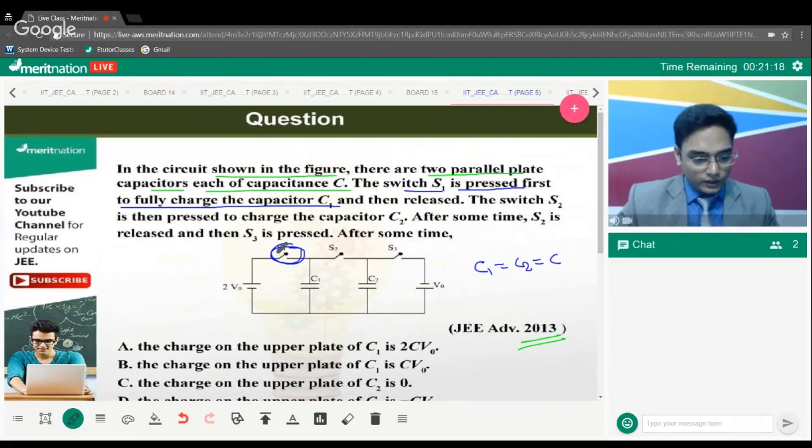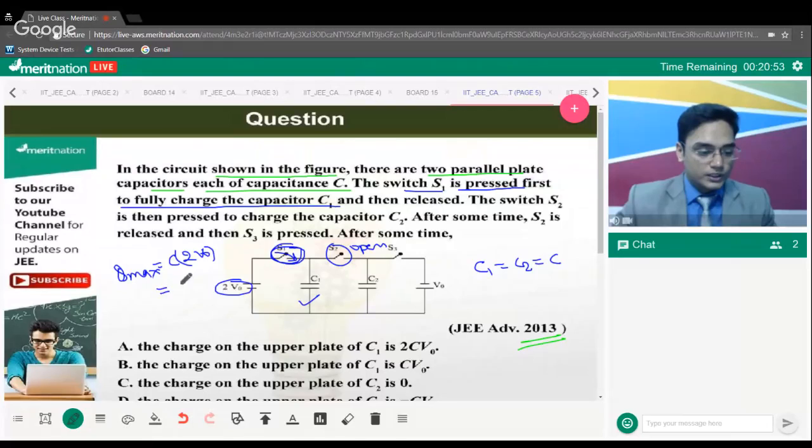So here, if S1 is connected, can I say C1 will start charging? Because this is open now. Initially this is open, and when we connect the switch, C1 gets fully charged. How much is Q max? Q max is C into V, so C into 2V0. Why 2V0? Because here the potential is 2V0. So the total charge is 2CV0 when S1 is connected.